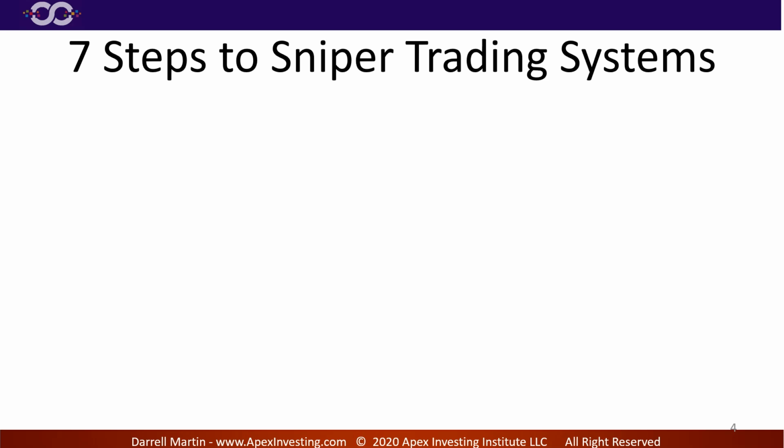You should know this by now. If you don't, you should go back and memorize it. We have 7 steps to sniper trading systems. Who can tell me what those are? Just a quick pop quiz from memory. Anybody know what the 7 steps are? What's the first step in sniper trading? There we go. Identify the target.